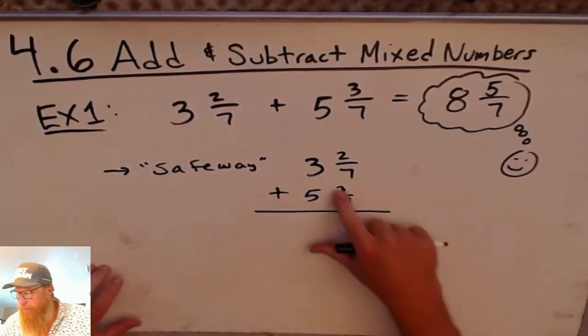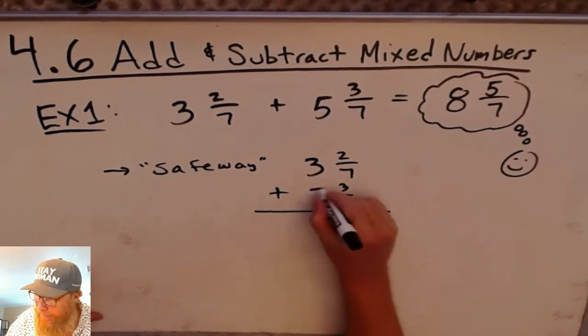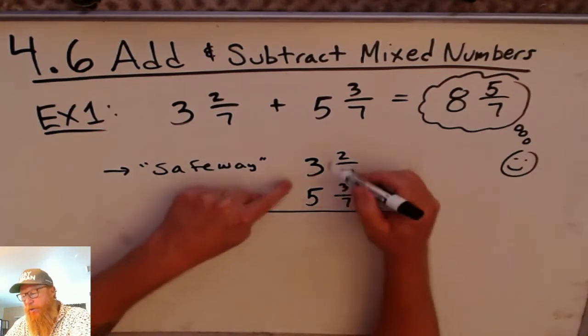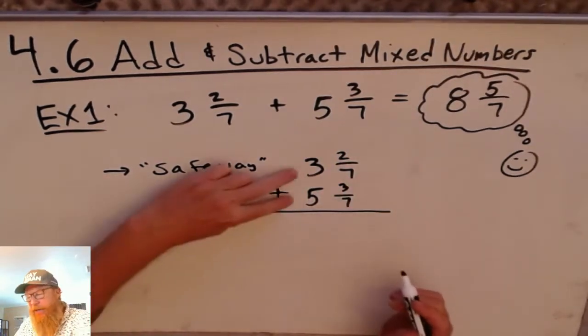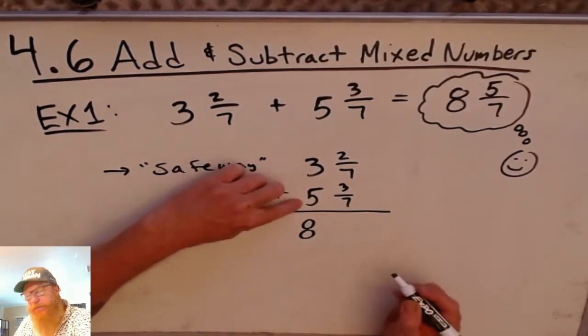So this is how I'll, in general, do these problems, especially when they get more complicated. I mean, for an easy one like this, I should get the same result. But you want the whole part and the fractional part to be separate. So you're going to add the whole parts. You're going to get 8. 5 plus 3 is 8.